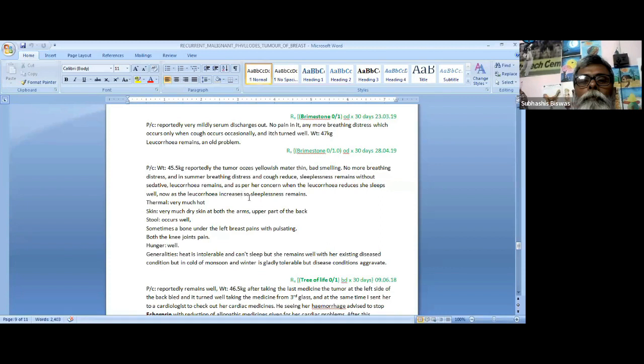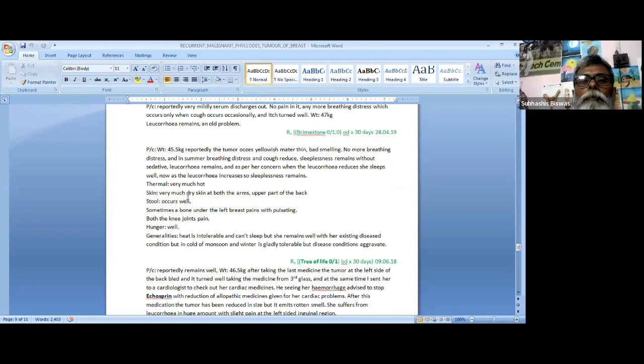Leukorrhea remains, and as per her concern, when the leukorrhea reduces, she sleeps well. Now, as the leukorrhea increases, so sleeplessness remains. Thermal very much hot, skin very much dry at both the arms and upper part of the back, stool color well. Sometimes a bone under the left breast pains while pulsating, both the knee joints pain. It's a new symptom. Both the knee joints start spinning.